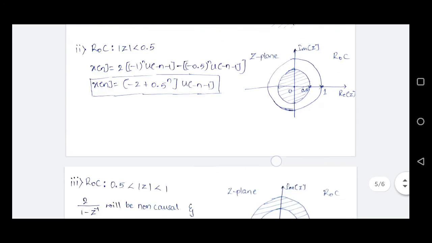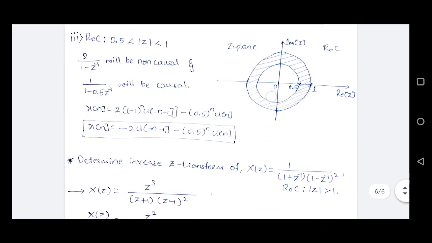And if we consider the third case, where the region of convergence is greater than 0.5 but less than 1, then on the z plane the region of convergence will be between two circles. Now if this is the case, then the first term in the Z transform, that is 2 divided by 1 minus Z inverse, will be non-causal.